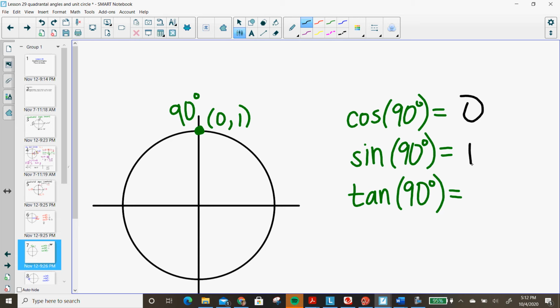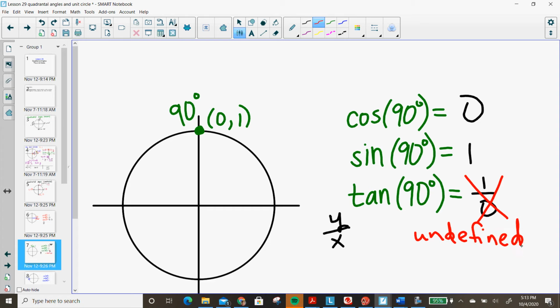Now tangent's going to get interesting, because tangent has to also be y over x, so that's going to be 1 over 0, but we can't divide by 0, so the tangent of 90 degrees is going to be undefined. It's not possible to get the tangent of 90 degrees.